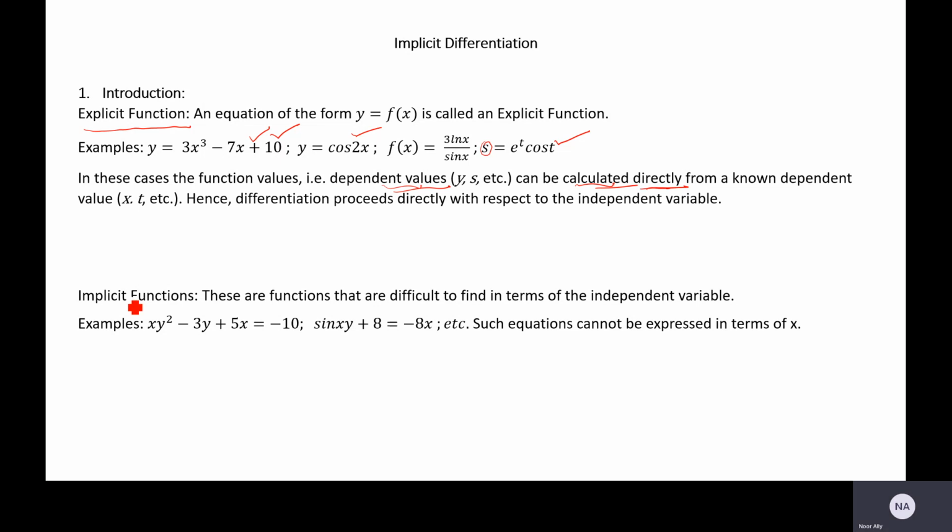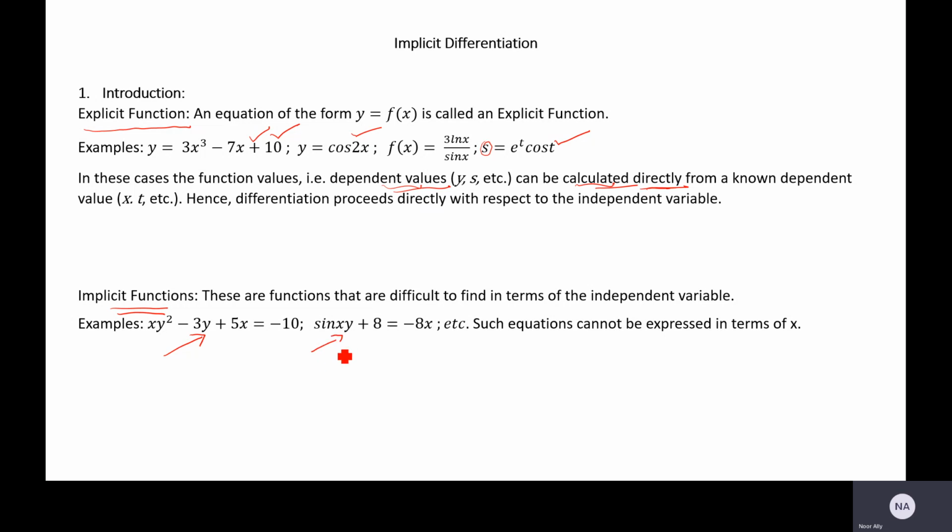So what do we mean by implicit functions? Well, these are functions that are difficult to find in terms of the independent variable. Let's have a look at this one: xy squared minus 3y plus 5x is equal to minus 10. It does become a bit complicated trying to make y the subject of the formula.